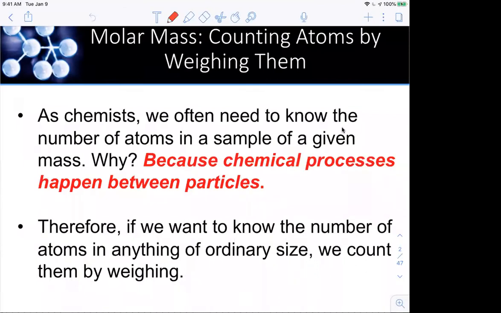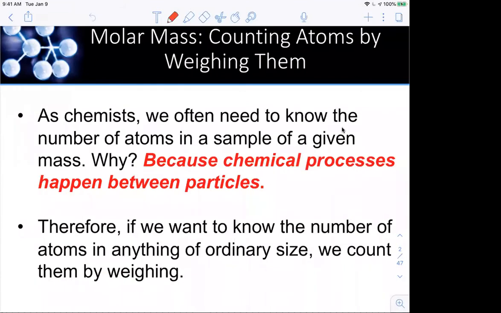Okay, so we're going to look at the mole concept in chemistry. As a chemist, we often need to know the number of atoms in a sample of a given mass. And why would this be? Because anytime we have a chemical reaction or a chemical process, these things are happening between particles. So I have to make sure that I have enough of the reactants in my chemical reaction, or that I can predict the amount of product that I might be getting. So we're going to need to count atoms and molecules and ions and any other type of particle.